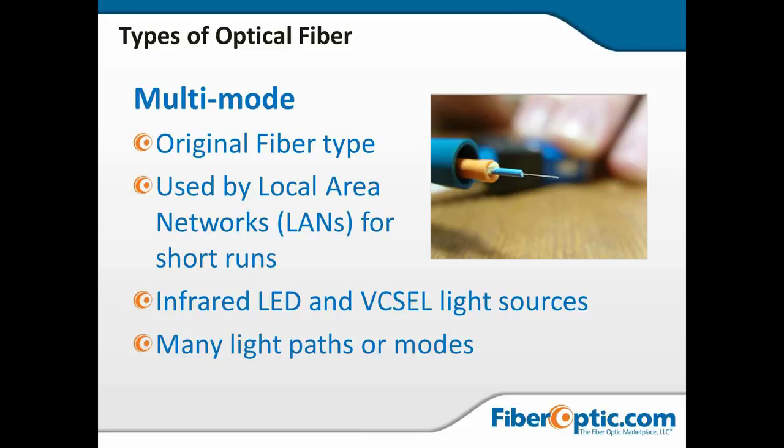So again, multi-mode was the original fiber type. It's used in local area networks, short runs, uses an infrared LED, which is relatively low in cost, or a vertical cavity surface emitting laser, or VCSEL. It's a much tighter beam and functions essentially like an LED, but it's more powerful and has a tighter beam, and we get a lot further distance with these, but they're also more costly. And multi-mode, of course, has multiple paths or multiple modes.